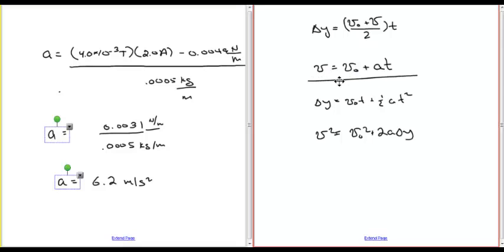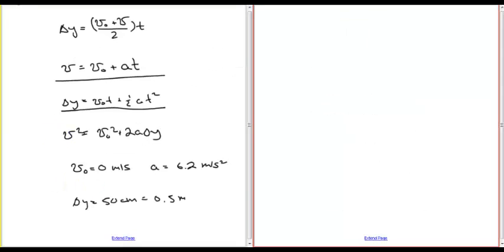Well, what do we know? We know V0 equals 0 meters per second. We know the acceleration is positive 6.2 meters per second squared. And what else do we know? Delta y. Okay, so delta y is 50 centimeters, which is 0.5 meters. So we actually need to probably use this one, right? No, this one. Yeah, that's the one.